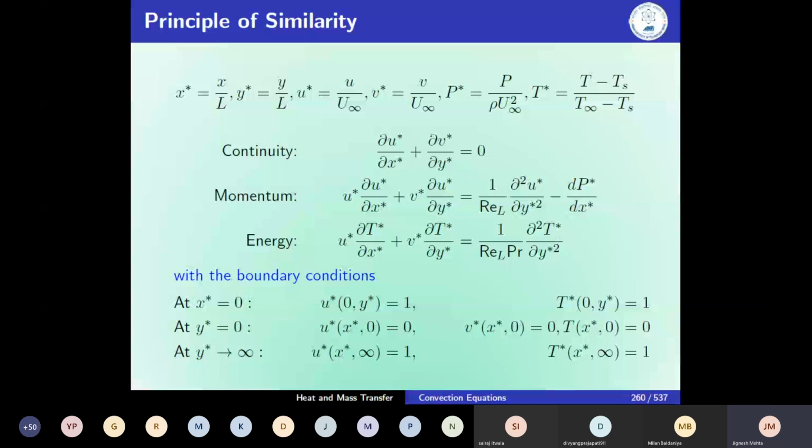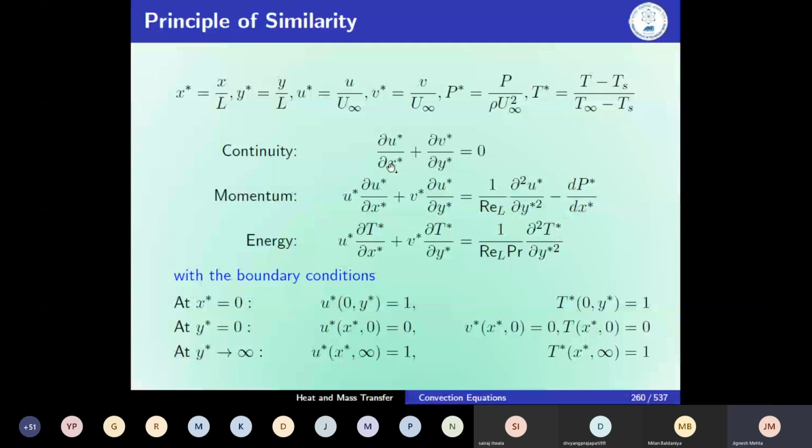What was the continuity equation? du by dx plus dv by dy is equal to 0. Now what you are doing is you are multiplying all terms by L. So u will become, I'm sorry, you are multiplying all terms by L.